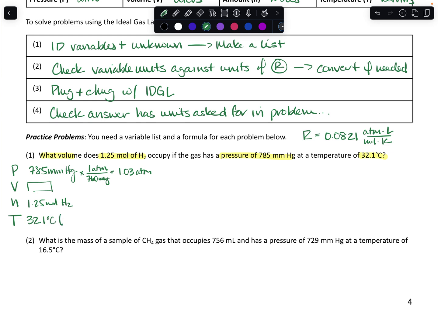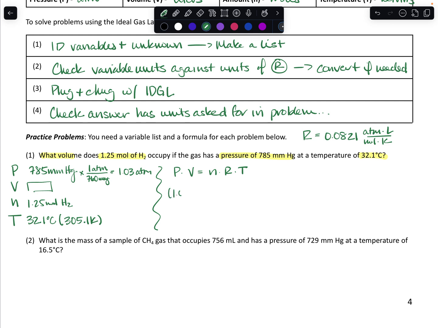That I do need to convert, so I need to add 273. So I get 305.1 Kelvin. All right, so I have atmospheres, moles, and Kelvin. Everything is set. Now we write our formula. Now here is where it kind of depends on you. You can rearrange the formula to solve for the unknown and then plug everything in, or you can plug your numbers in and then solve for your unknown.